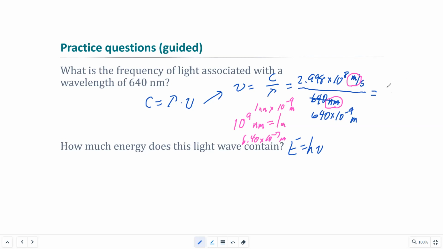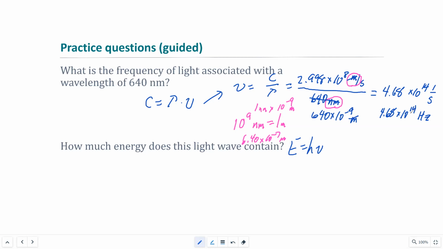I'm going to get to 3 significant figures, 4.68 times 10 to the 14th. The unit here, my meters have canceled out. I'm left with just 1/seconds. So we can leave it like that, or we can call it by its other common name, hertz. So that is the frequency of light associated with that particular wavelength.